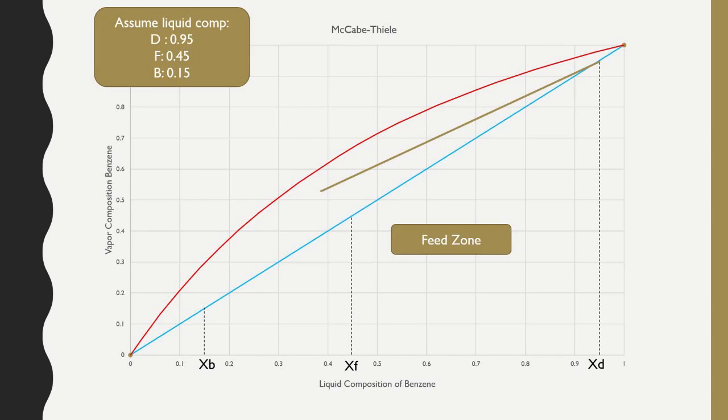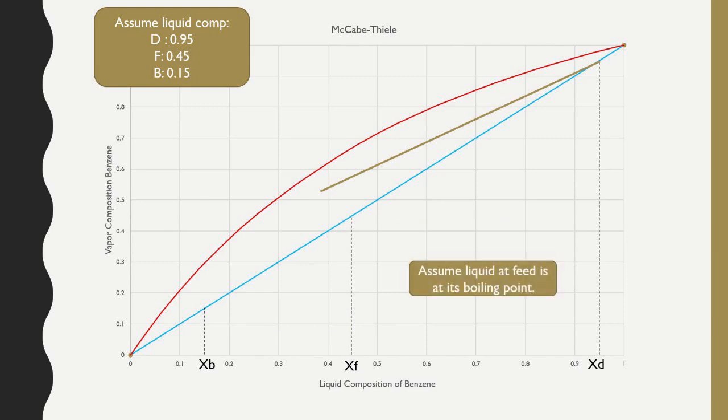Now the next step is to draw the feed line, the Q line. For the sake of simplicity, we just assume the liquid at feed is at its boiling point. Therefore, Q is equal to 1. So just create a straight vertical line. As you can see, there's an intersection between the Q line and the enriching line. From this intersection point, just create a line from that point towards the bottom point, which is like this. And there you have it.